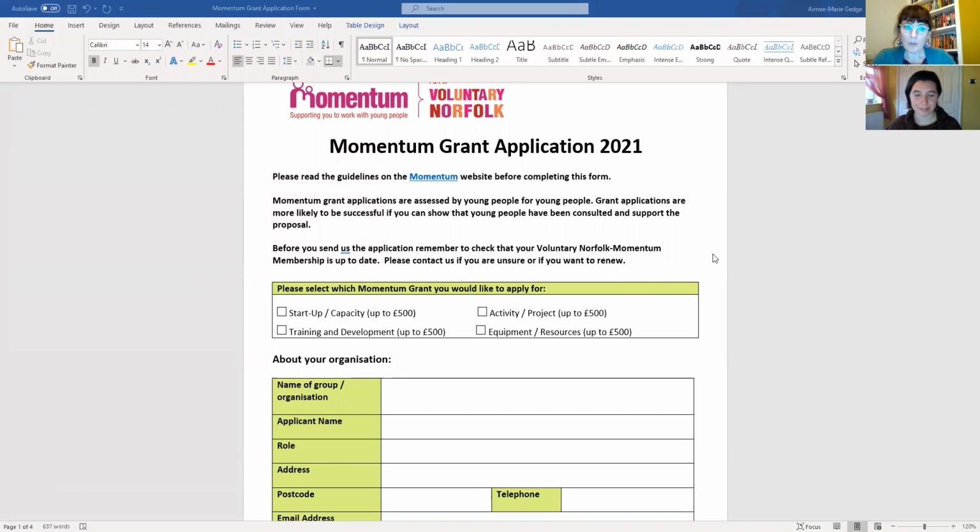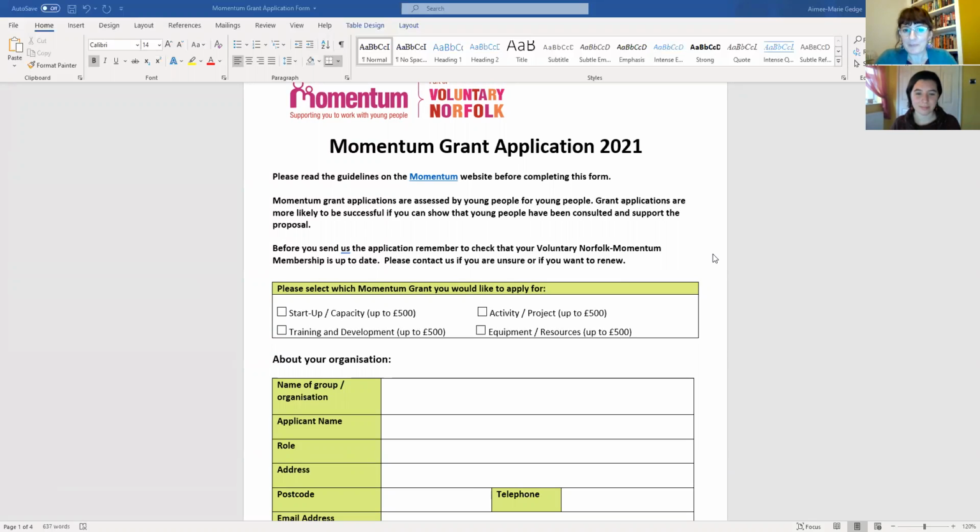Okay. Also, there's a little bit about your Voluntary Norfolk and Momentum membership. Membership is likely to change in 2021, so if you're unsure about that, the best thing to do is to contact us. So the first bit you'll need to fill in, Amy, is to decide which grant you want to apply for.